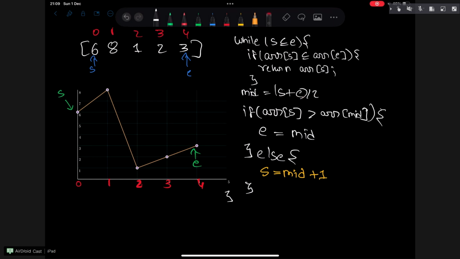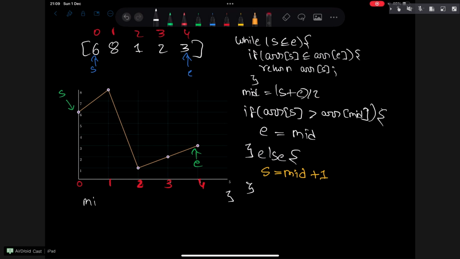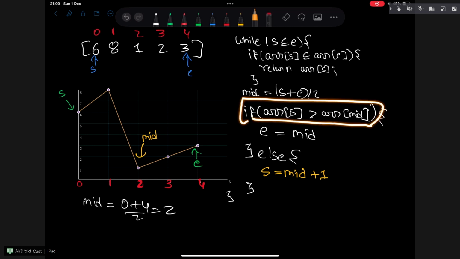So what is my mid? Mid is going to be s plus e by 2. So mid is equal to s is 0, e is 4, by 2. The answer is 2. So we have found mid. My mid is going to point at the second index. This is where the mid is. Now the next step is to check the relation between array of s and array of mid. So what is my array of s? My array of s is 6.